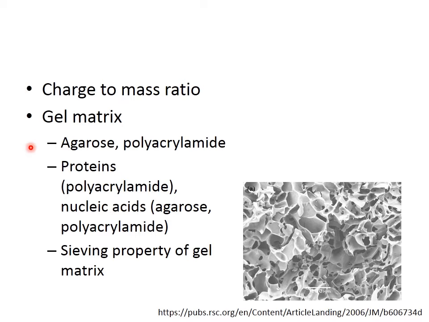The commonly used gel matrices include agarose and polyacrylamide. Proteins are separated by using polyacrylamide gels, whereas nucleic acids, including DNA and RNA, can be separated by both agarose and polyacrylamide gels. Large nucleic acids, of hundreds to thousands of nucleotides, can be separated on agarose gel because the pore size offered by agarose gel is larger.